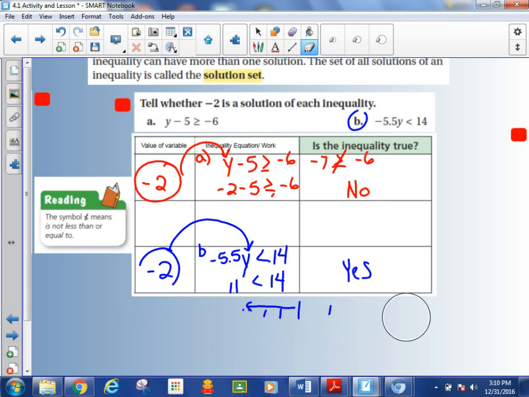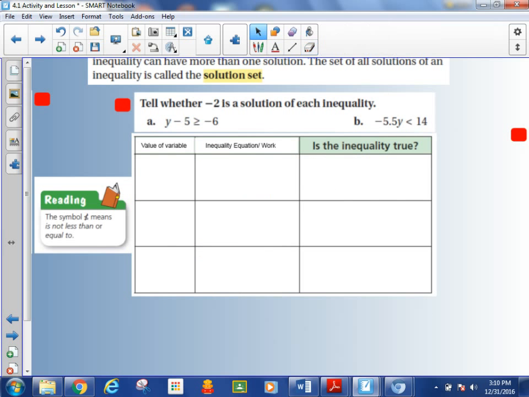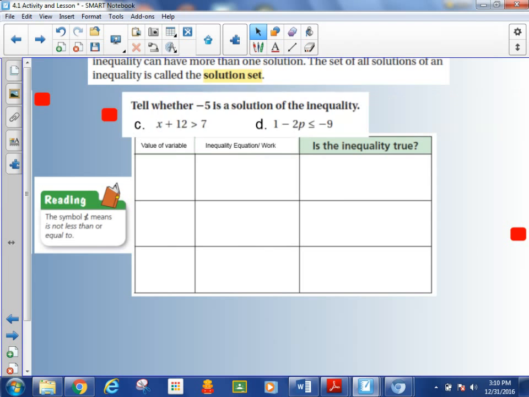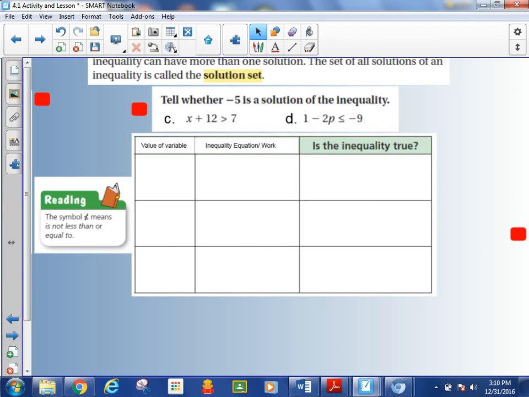So I'm going to pull two more out here. I want you to go ahead and try them out. Pause your video and then check back in just a minute and see if your answers match mine. So go ahead and pause your video and work your way through letters C and D. You're going to use -5 for the solution on each of those, and identify whether or not it is a true statement.